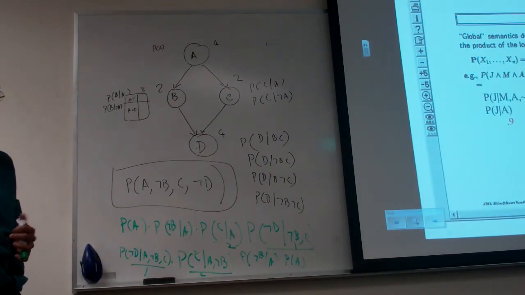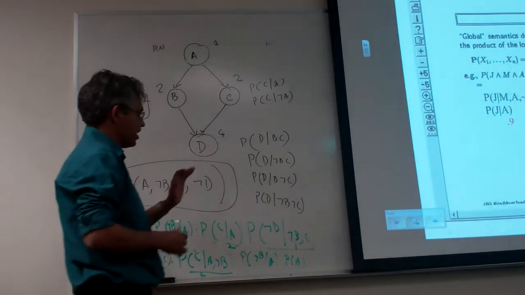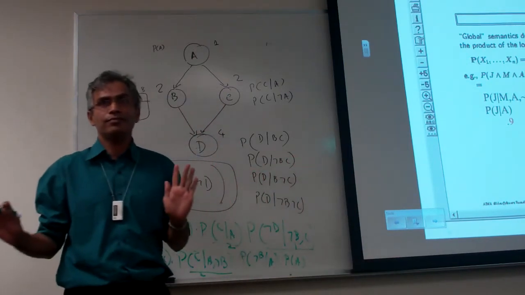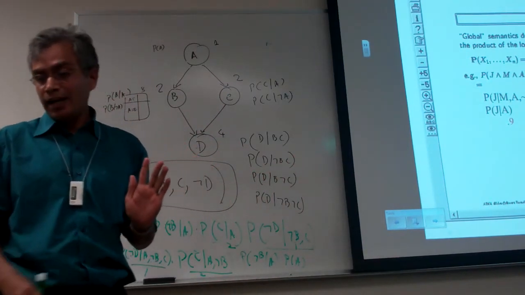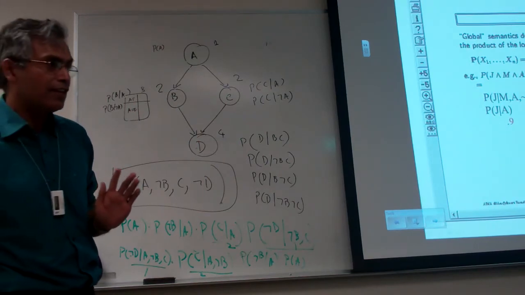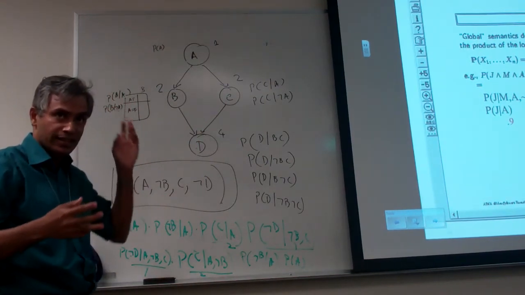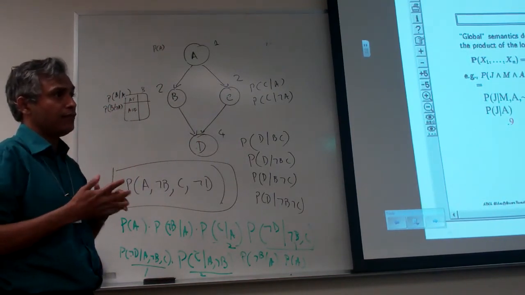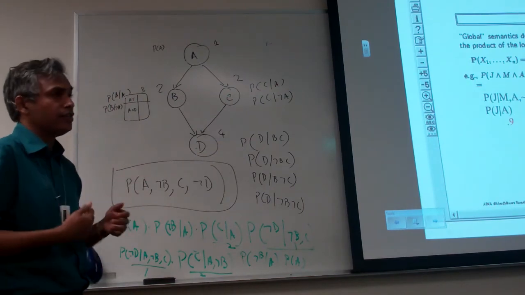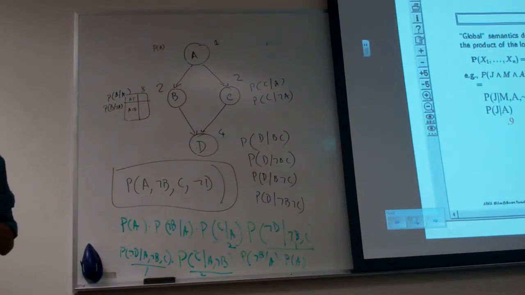Okay? So that's Bayes networks. If you just want to use Bayes networks, you're done at this point. But apart from using Bayes networks, you also want to understand the semantics and understand efficient inference methods. So that's what we'll continue doing today. Any questions?